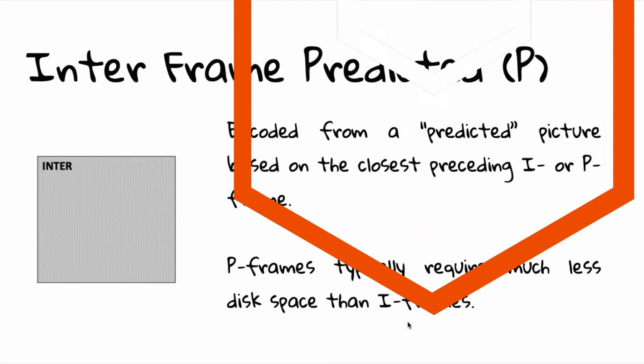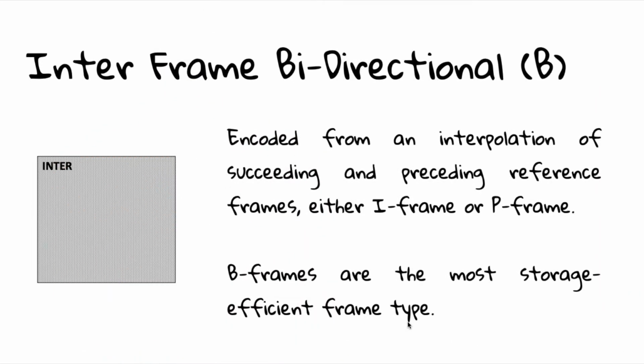And the last one is inter-bidirectional frame, or bframe, encoded from an interpolation of succeeding and preceding reference frames, either iframe or pframe. Bframes are the most storage-efficient frame type.